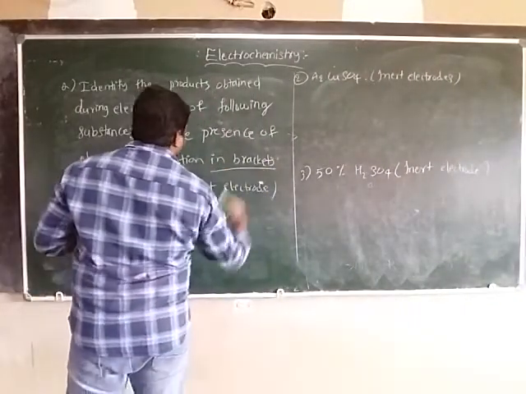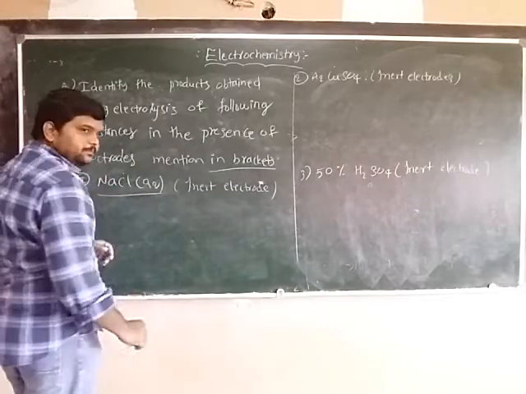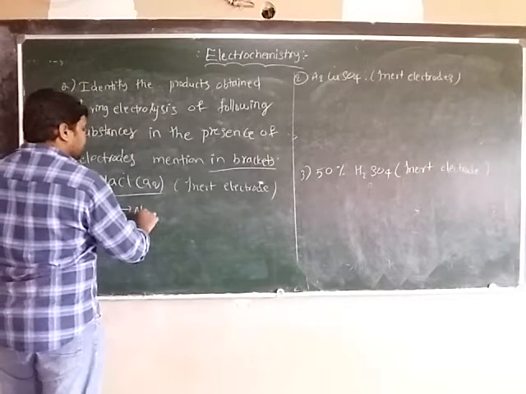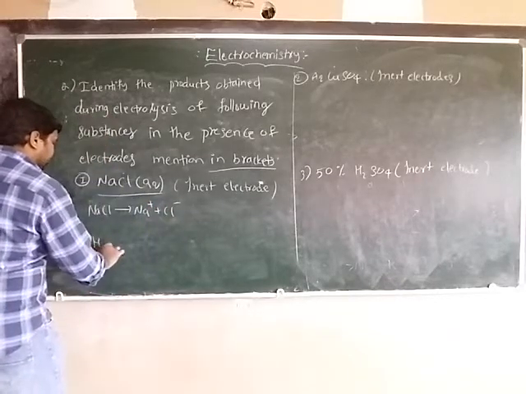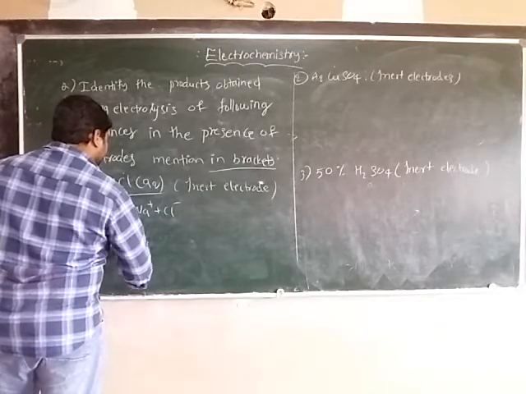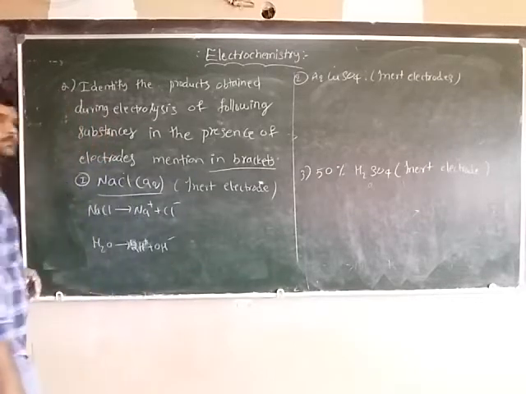As mentioned in the brackets, first we are taking the inert electrodes. First, aqueous sodium chloride. Sodium chloride aqueous means NaCl, so we have Na+ and Cl-, and we also have H2O, which gives H+ and OH-. Is it clear?